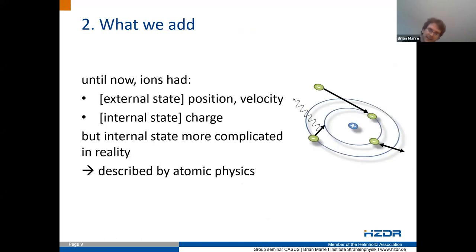Okay, that covers what we actually start with. Now the next question is, what do we want to add? In principle, if you have followed very closely, until now we have simply described ions as a particle which has maybe a shape and a charge, and that's it. The charge may change, that's already an extension, but in principle we have given it an external state, which is a position, and an internal state, which only consists of the charge. But in reality, ions are a little bit more complicated in physics. And the actual physics we want to include is atomic physics.